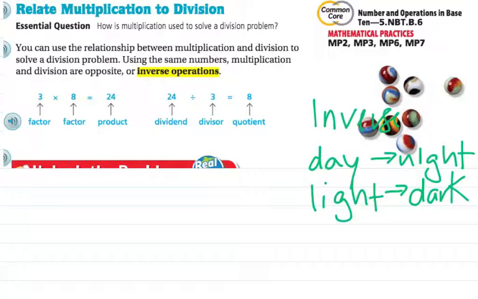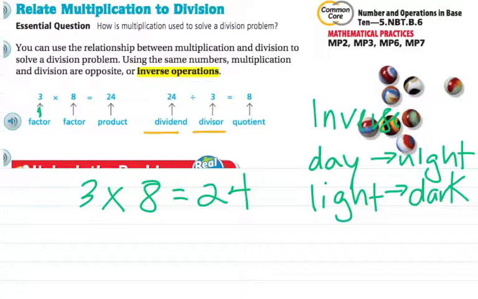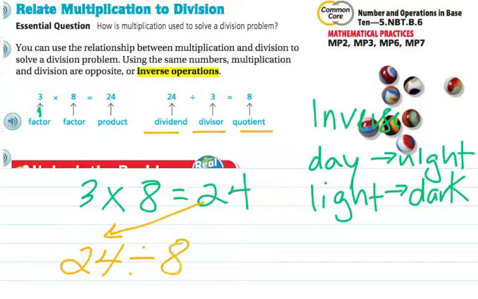So here we have the example 3 times 8 is equal to 24. So we see a factor times a factor is equal to a product. However, in a division problem, we have the dividend divided by the divisor is equal to the quotient. So our product becomes our dividend. Our divisor is one of the factors, and our quotient is one of the other factors.